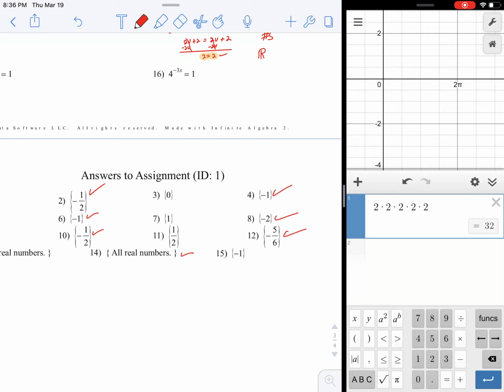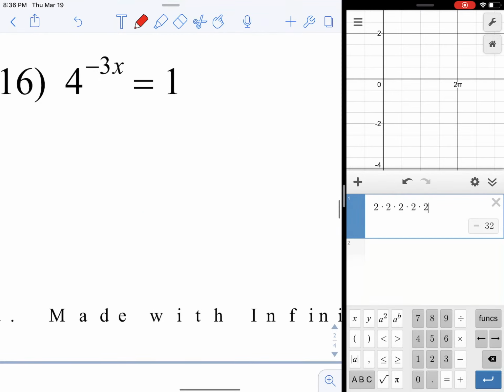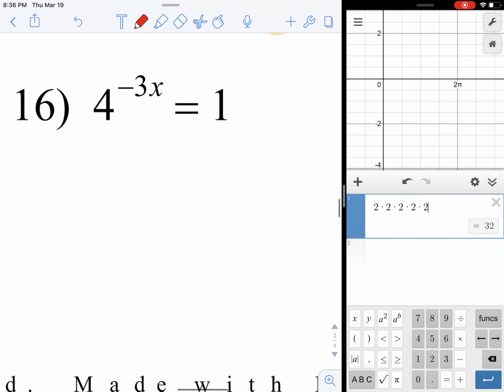Okay, number 16 is left, and this is kind of tricky. What can you do? How can you make these bases match? I mean, can I turn a 1 into a 4 by multiplying it by itself over and over? No, you multiply 1 by itself over and over, you still just get 1 for an answer. So then you're thinking, okay, how am I going to multiply 4 by itself over and over and over to make it equal a 1? And you can't do that. That doesn't make any sense.